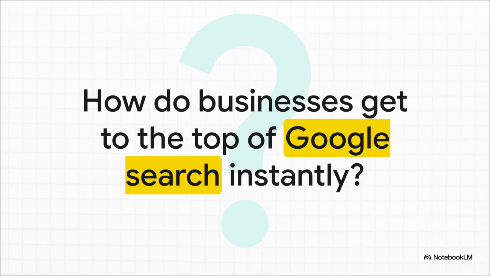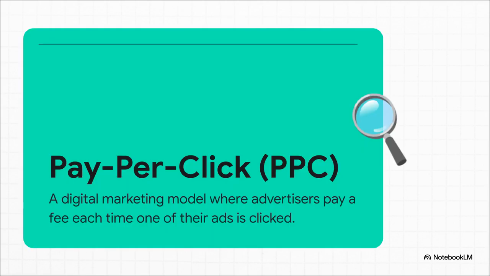And that's exactly what we're talking about. The answer is pay-per-click. And it's pretty much what it sounds like. It's a way to buy visits to your website instead of having to earn them organically over time. Every single time somebody clicks on that ad, the company pays a fee. It's that simple. It's a super direct way to get in front of people at the exact moment they're looking for something you sell.